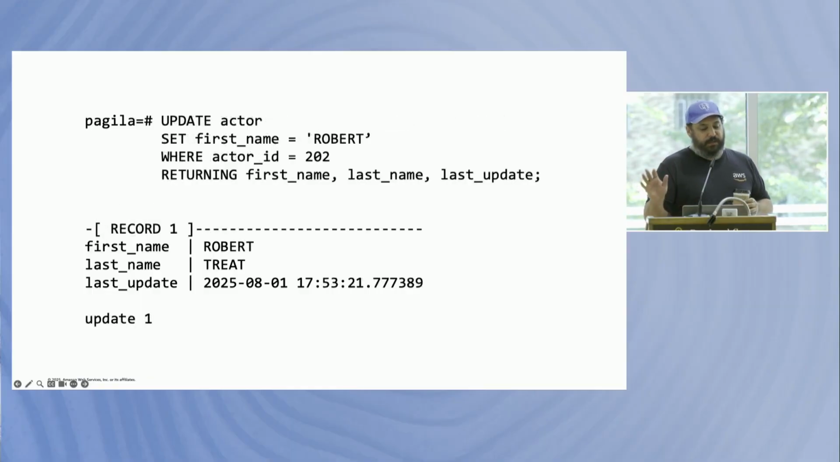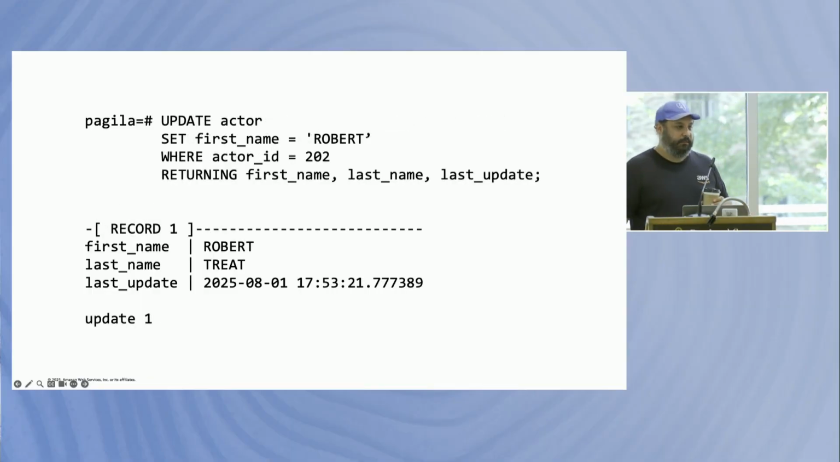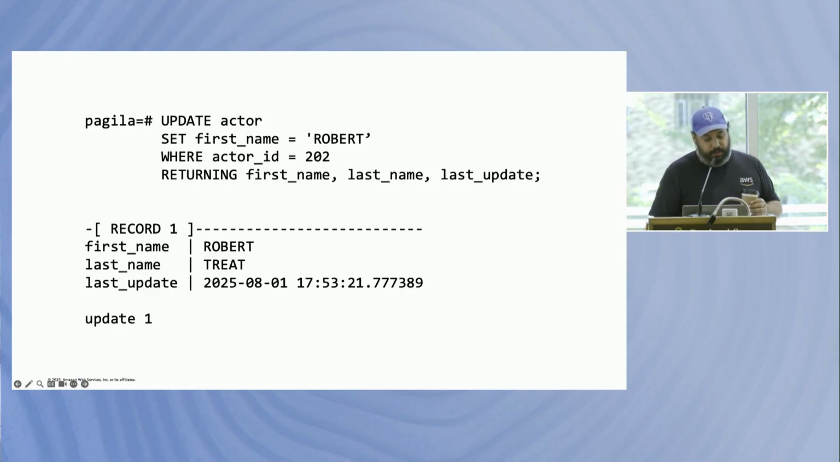So we can do that for insert. Obviously we can do it for update. Maybe my acting career would work better if I were more serious and I went by Robert instead of Rob, to get those dramatic roles. So I can do an update on the actor table and set the first name equal to Robert, where the actor ID is 202, which I got from the previous slide. And instead of returning star, let's say I just want those 3 columns, right? I already know the ID, so I don't really need that.